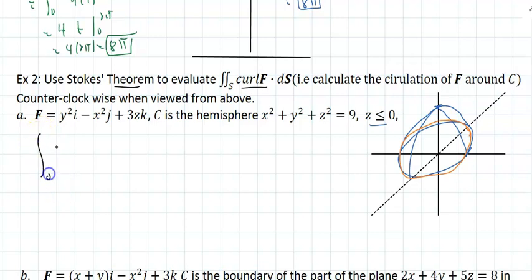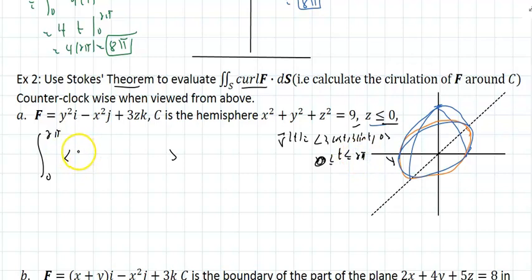That's the integral, 0 to 2 pi again. And this is also going to be a 3. That's the only difference, right? r of t is going to be 3 cosine of t, 3 sine of t, and a 0 because we're looking on the floor, right? t varies between 0 and 2 pi. That will work.